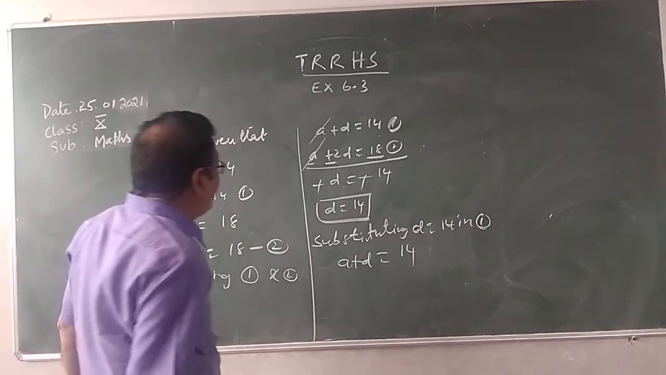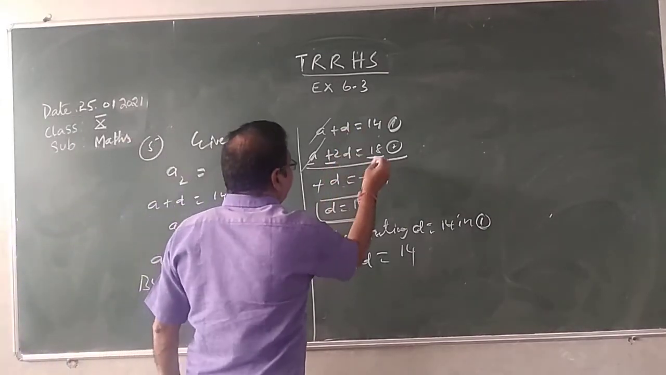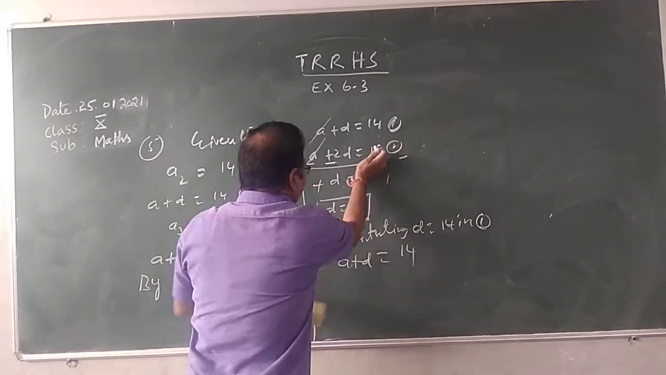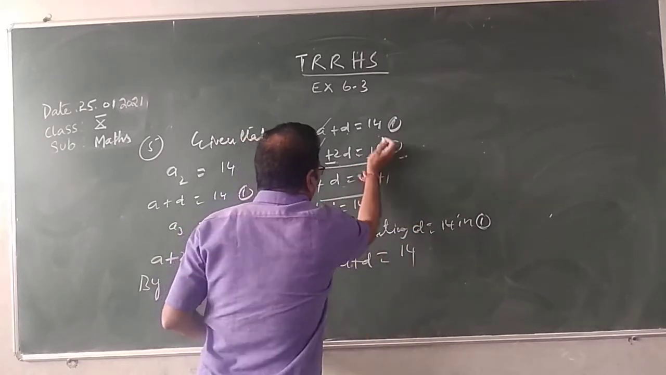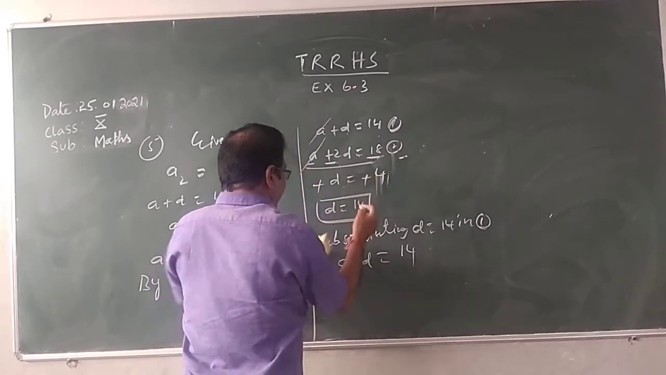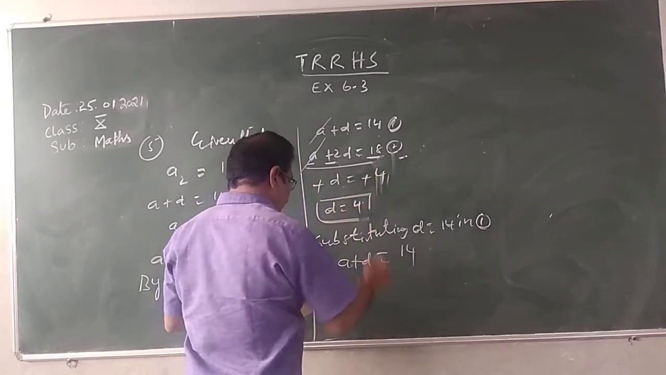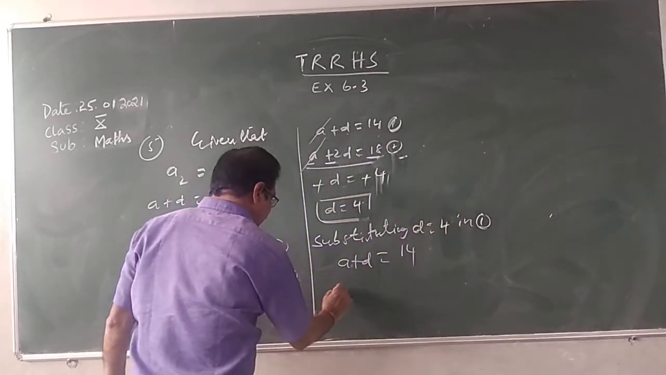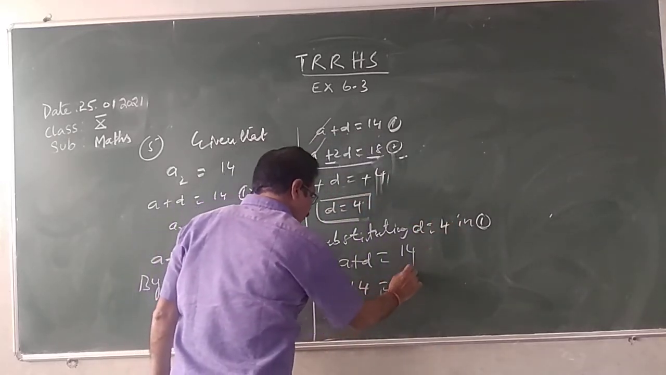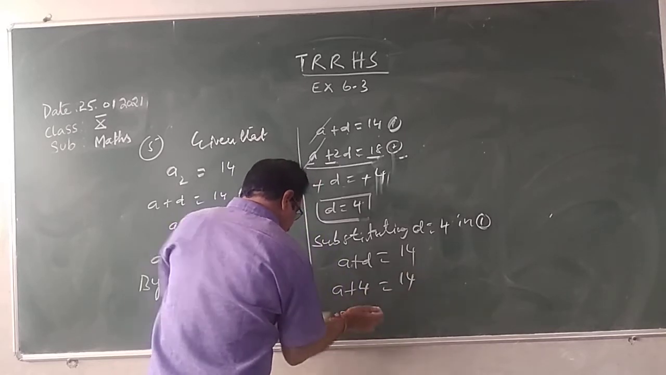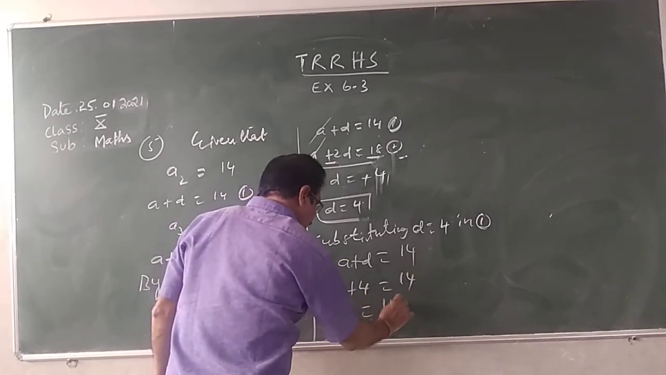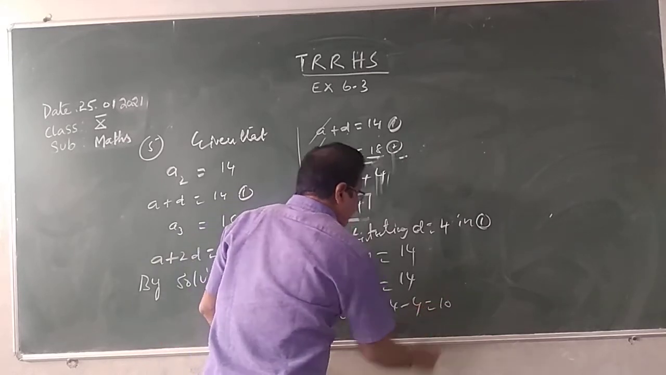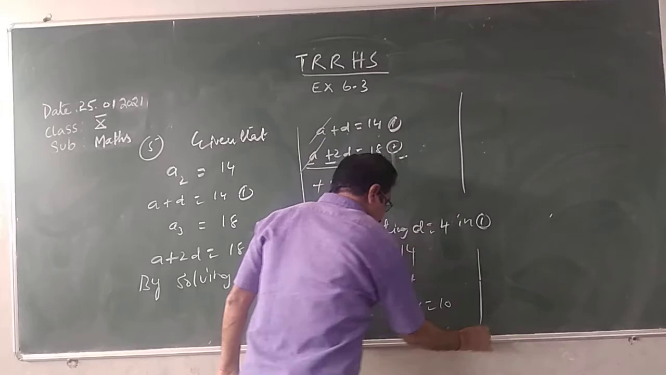See here, minus 2D plus D minus D, minus 18 plus 14, minus 4. Minus 4, minus cancel, D equal to 4. Substituting D value 4 in first, A plus D, D value is 4, is equal to 14. A is equal to 14 plus 4 minus 4. So A is equal to how much? 10. A is equal to 10. The first term is 10.